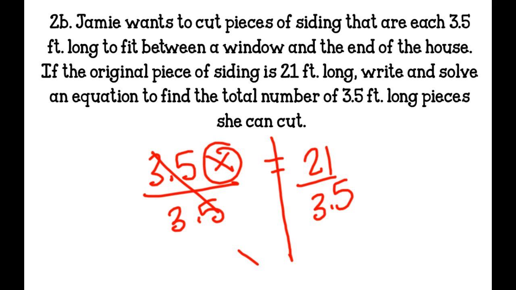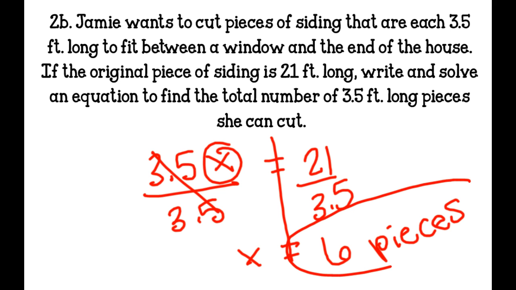That cancels out, so we're left with x equals 6. So they will get 6 pieces of siding.